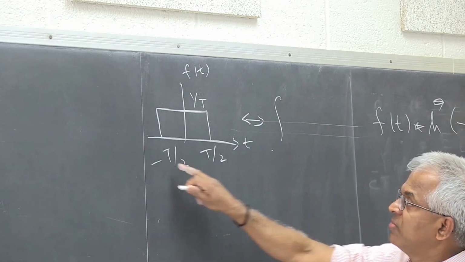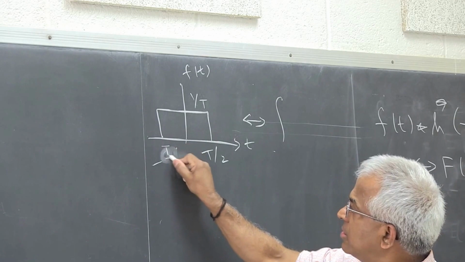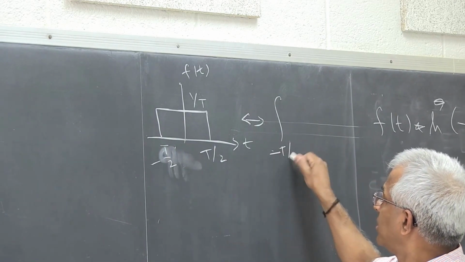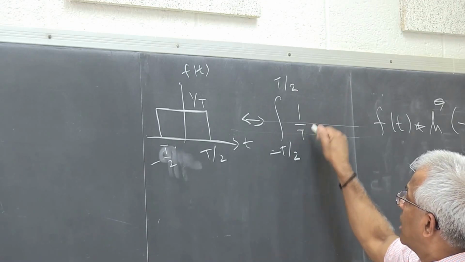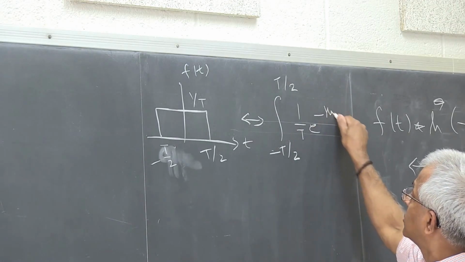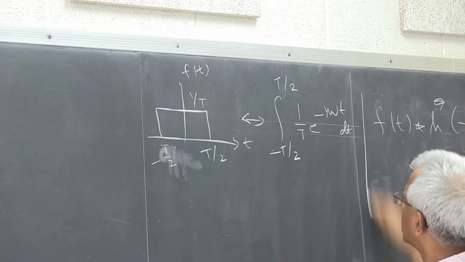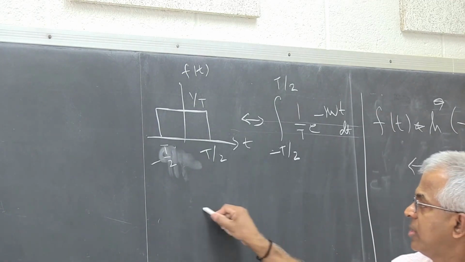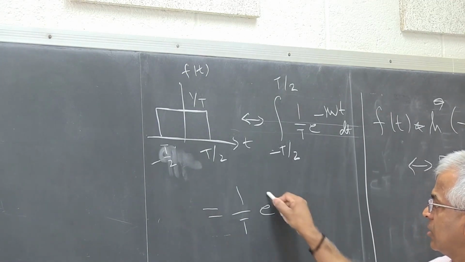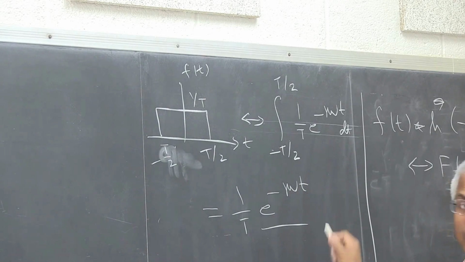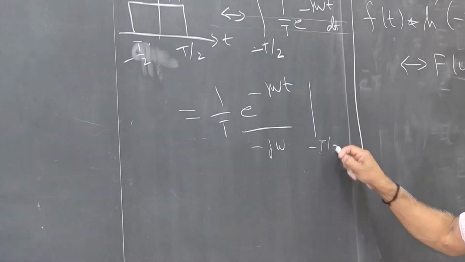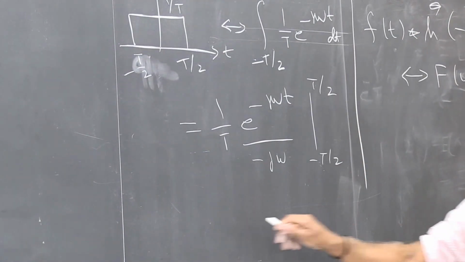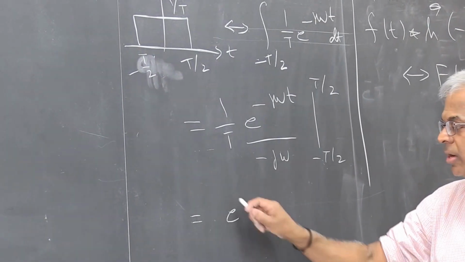Minus infinity to plus infinity, but the pulse only lives from minus T by 2 to T by 2. So the lower limit is minus T by 2 and the upper limit is T by 2. The pulse value is 1 over T, e raised to minus j omega t dt. So 1 over T goes outside. The integral is e raised to minus j omega t over minus j omega, from minus T by 2 to T by 2. So upper limit minus lower limit is what?